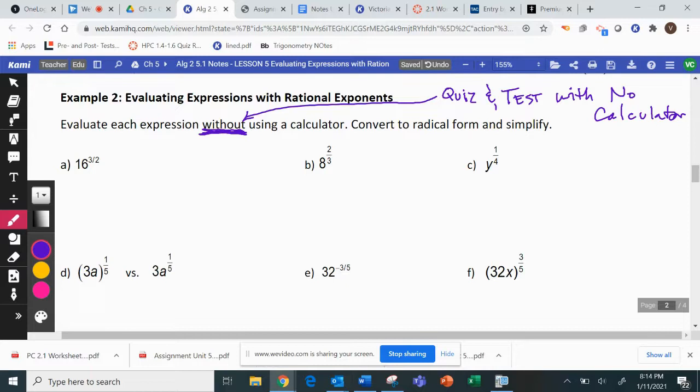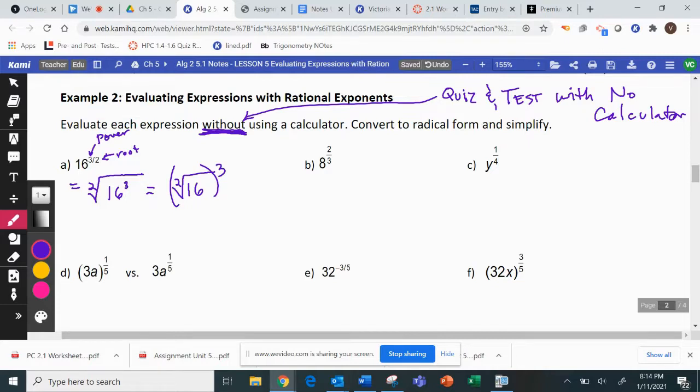So what I'm going to do is take this 16 and rewrite it. This top number is the power and the bottom number is the root. So I'm going to rewrite the root of 16 and then we're going to put the power on. Now this is without a calculator, which would mean I would have to take 16 times 16 times 16 without a calculator. Or I can rewrite it as the square root of 16 and then that answer cubed.